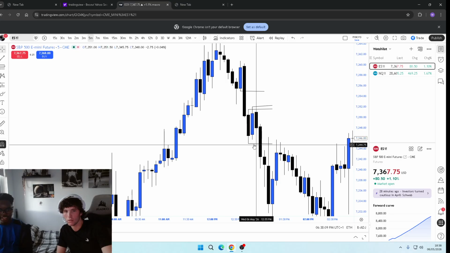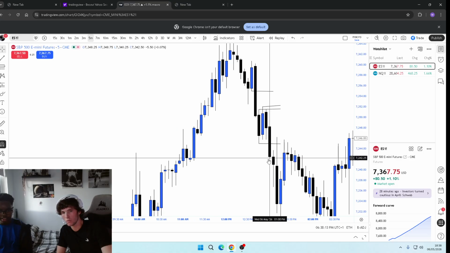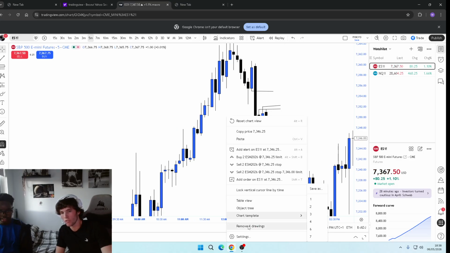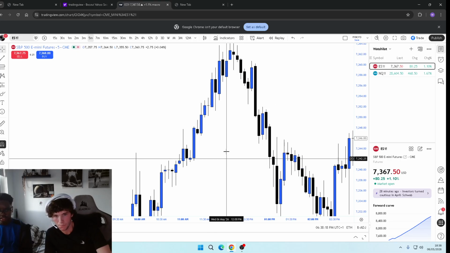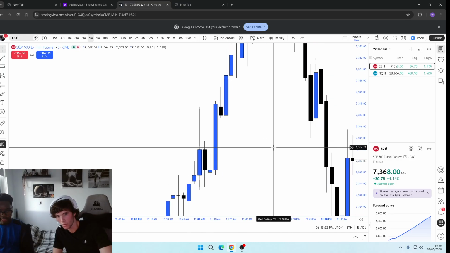Wait, you see this black candle closed below that low, so that means we're going down, and then you would look to sell, but you don't just sell because you see one fair value gap, and then a bullish fair value gap right here. They're so easy to spot.